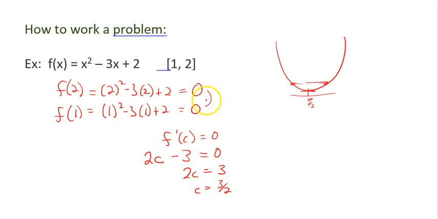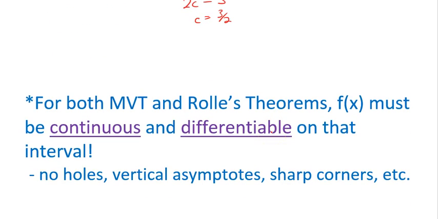Hopefully you understood this. The last thing I want you to remember is the most important thing. You cannot use these unless your function is continuous and differentiable on the interval that they gave you. It doesn't have to be continuous and differentiable everywhere. It just has to be continuous and differentiable on the interval that they give you. Which means that there can be no holes, vertical asymptotes, sharp corners, and things like that on that interval. Okay, so just checking on that interval about that particular graph. And that concludes this lesson.